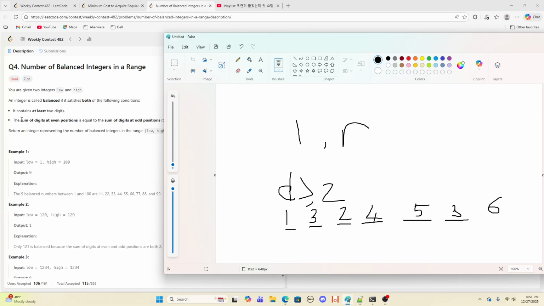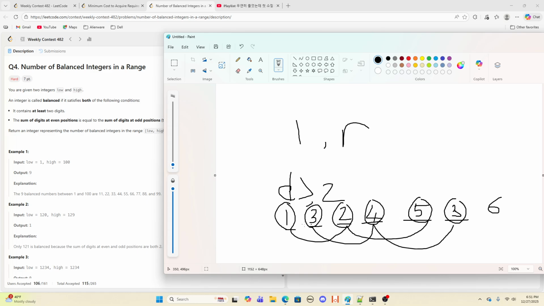And it's saying that the sum of even and the sum of odd positions is equal. So this part, it's 1 plus 2 plus 5. It has to be equal to 3 plus 4 plus 6, right? So it's this equal to this. Yeah, and that's it.